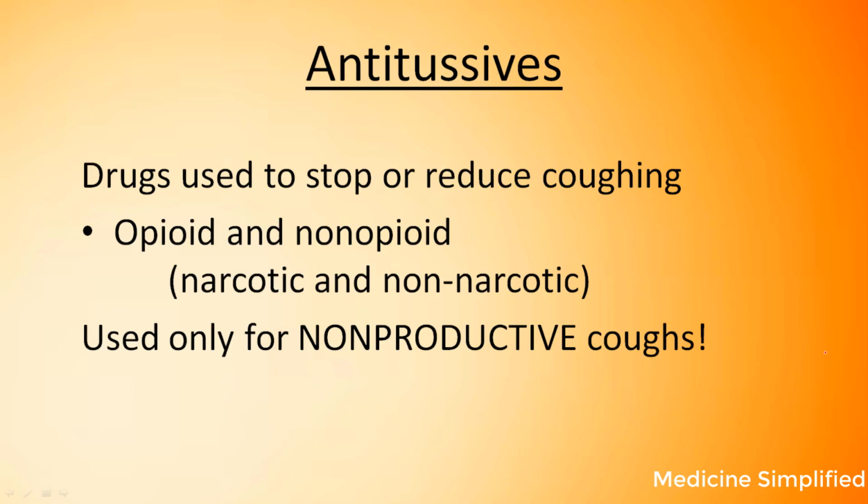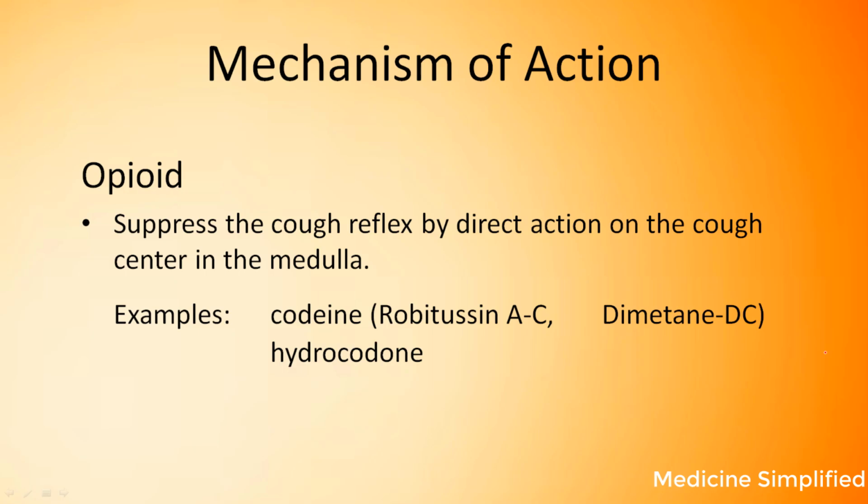Coming to the antitussives, these are the drugs used to stop or reduce coughing, which involve opioid and non-opioid types. They are only used for non-productive coughs, that is dry cough. What is the mechanism of action? Opiates suppress the cough reflex by direct action on the cough center in the medulla. So they mainly act on the medulla. Examples are codeine, hydrocodone.